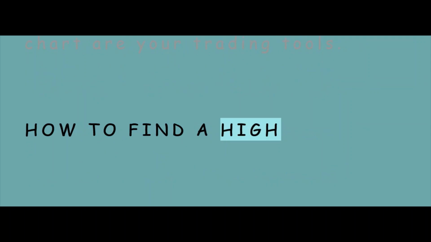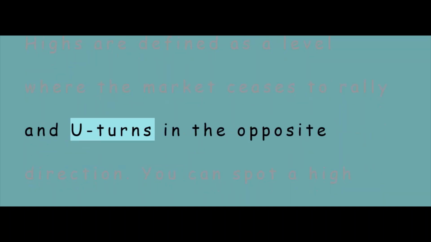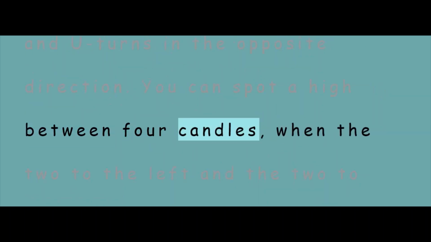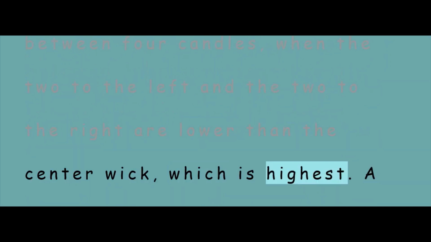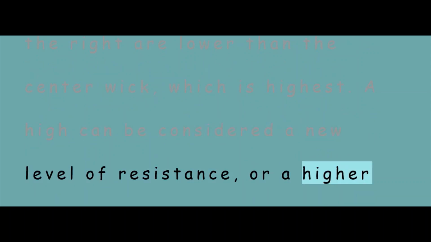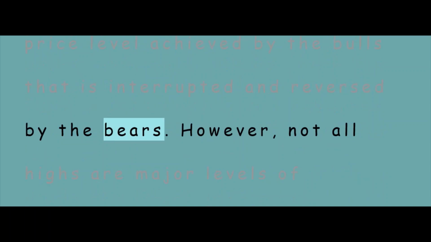How to find a high. Highs are defined as a level where the market ceases to rally and U-turns in the opposite direction. You can spot a high between 4 candles, when the 2 to the left and the 2 to the right are lower than the center wick, which is highest. A high can be considered a new level of resistance, or a higher price level achieved by the bulls that is interrupted and reversed by the bears.